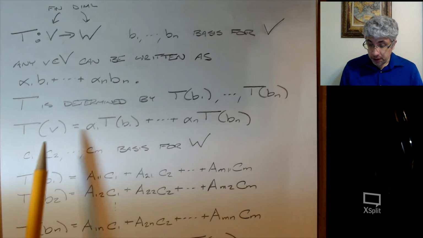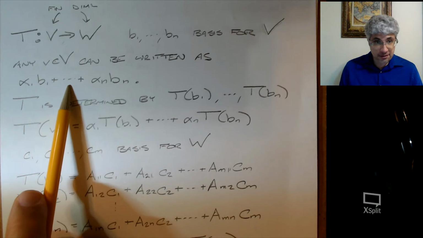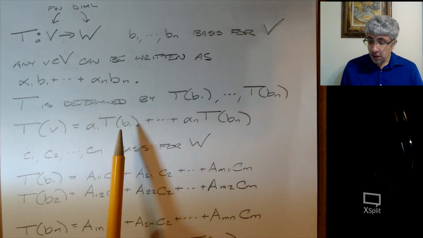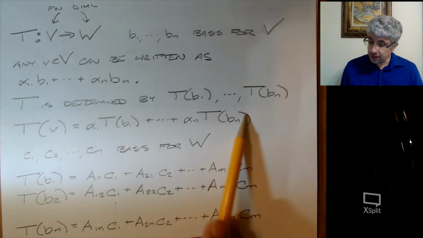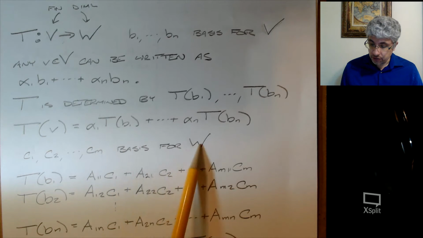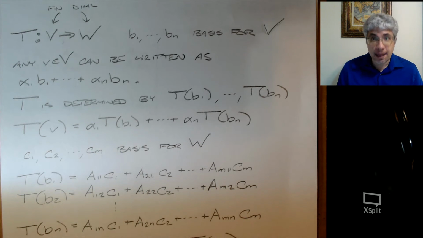Why? Well, because T of V is T of this thing, and we can just split up the sums and pull out the scalars to get this. So as long as I know what these things are, T of B1 through T of Bn, I can figure out what anything is. Okay. Now suppose we have a basis for W, C1 through Cm, because W is not necessarily the same dimension. So let's say W is an m-dimensional vector space.